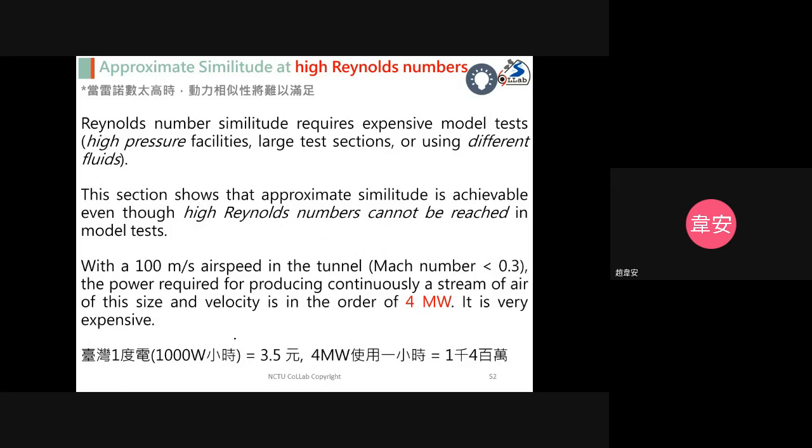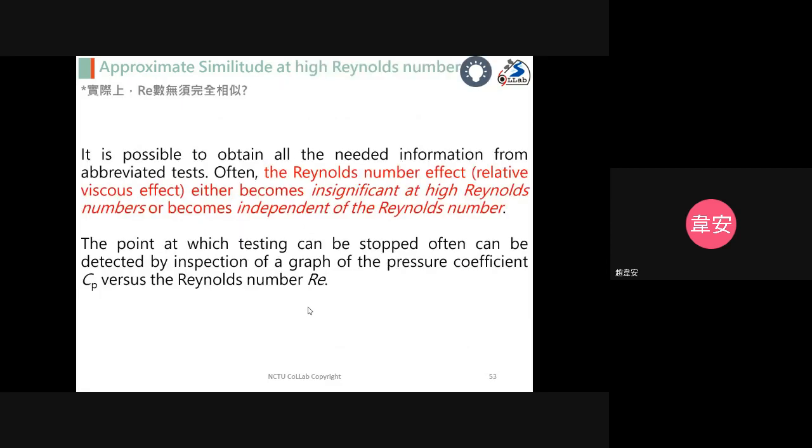So too expensive, not always can be conducted. So we just provided a possible solution to the problem we mentioned before. It is possible to obtain all the needed information from the abbreviated test. Often the Reynolds number effect here becomes insignificant at high Reynolds numbers, or becomes independent of the Reynolds numbers.